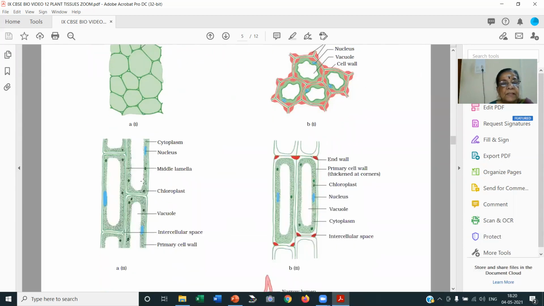This is the parenchyma tissue in LS. LS means longitudinal section. This is the collenchyma tissue in LS. The red ones are the cell wall thickening. I hope you follow. The labeling for it: parenchyma, nucleus, cytoplasm, middle lamella, plasmodesmata.